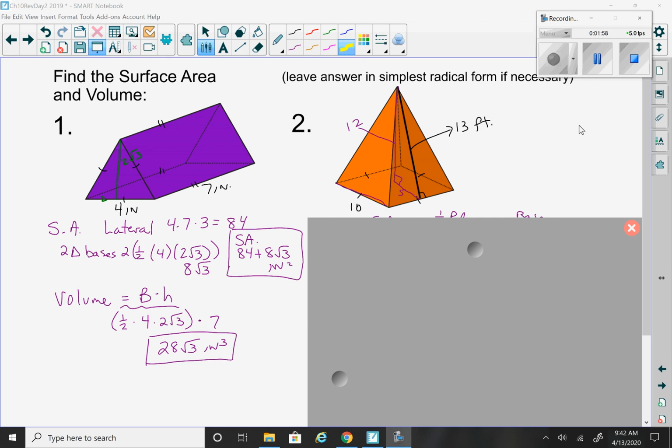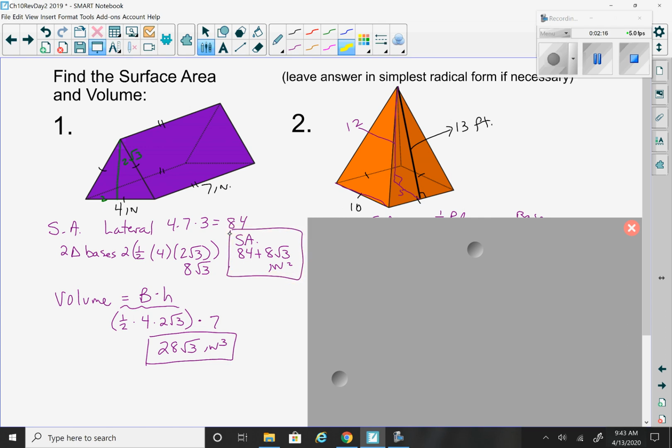So for the triangular prism, we have a surface area. The lateral surface area is 84. And then I have the two bases, which are 8 root 3. So my total surface area is 84 plus 8 root 3. Again, pause it and look at my work if you're not sure how I got that.